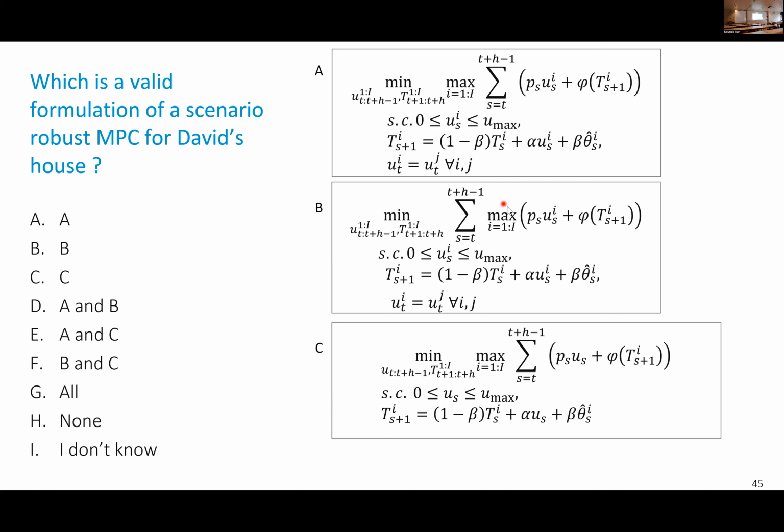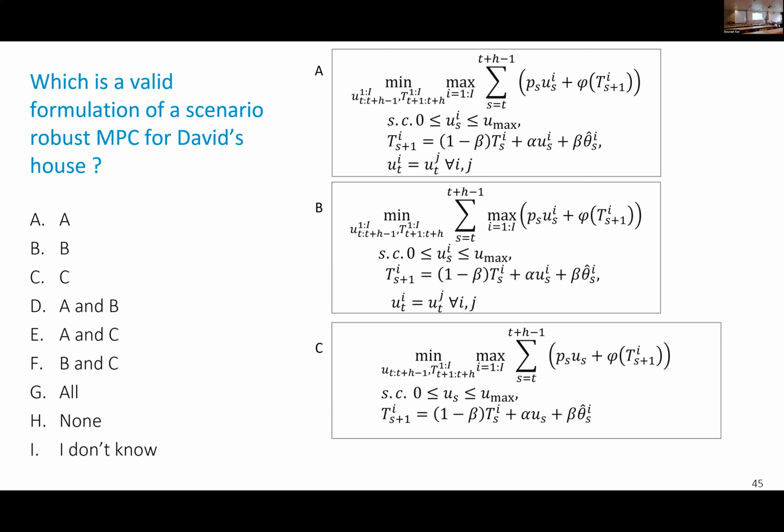Here, it's a bit different. The max is inside the sum. So that means we have the integral of the worst case cost over all scenarios at every point in time, which could be feasible, but it doesn't correspond to the model we had.